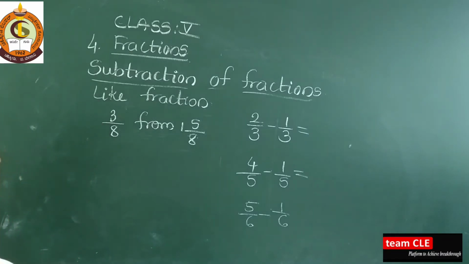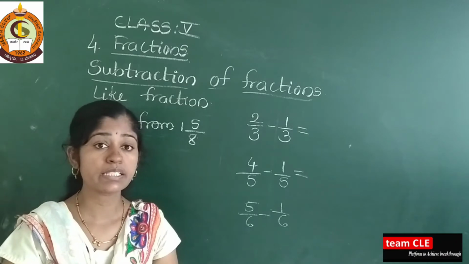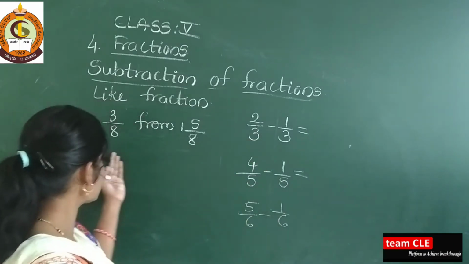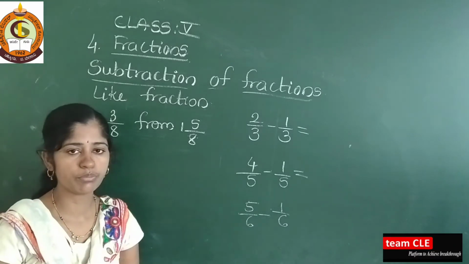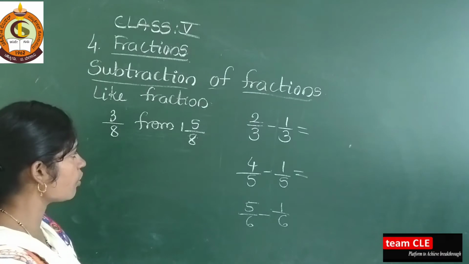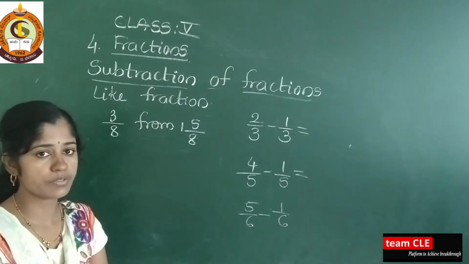So first of all, like fractions. What are like fractions? Fractions having the same denominator: 3, 3, 5, 5, 6, 6, 8, 8. Fractions having the same denominators, for that we call them like fractions. The subtraction of like fractions is very easy.